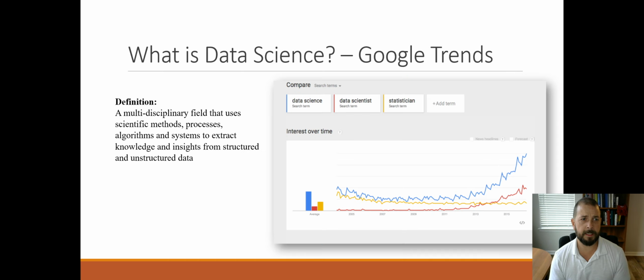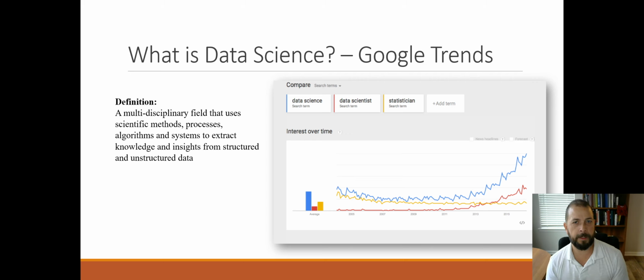So what is data science? Data science is really a multidisciplinary field that utilizes scientific methods, processes, algorithms, and systems to extract knowledge. So this is important not only for different data sets that are either structured or unstructured.